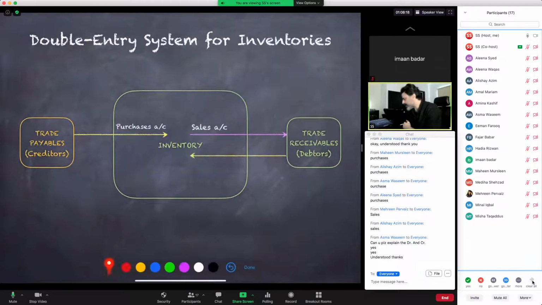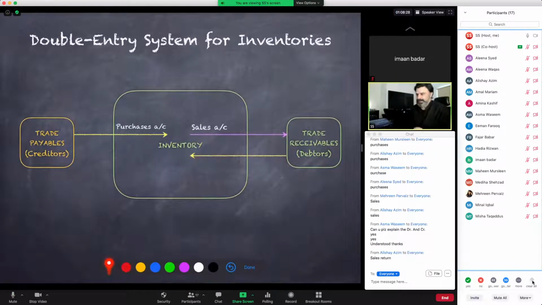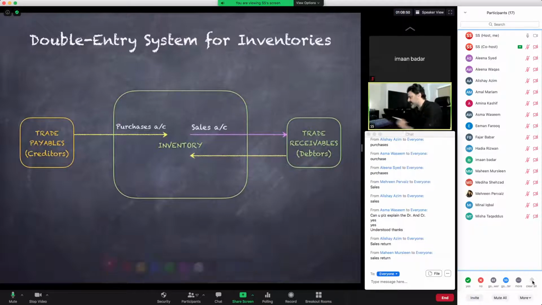Okay, how do you interpret this third arrow, the yellow arrow, from trade receivables to our inventory? It's sales returns, Alicia says. Very good, Alicia. Maheen says sales returns. Very good, Maheen. We all agree it's sales returns, obviously, because why would our customers return goods back to us? It must have been something wrong, or something faulty, or something else. So this is sales returns, as we correctly identified.